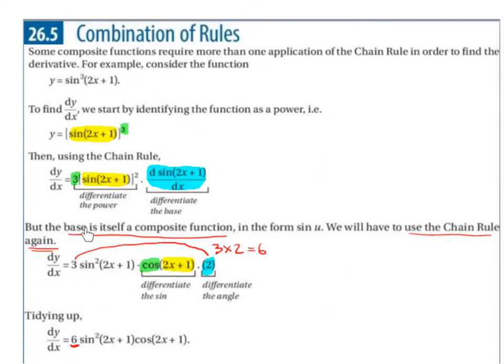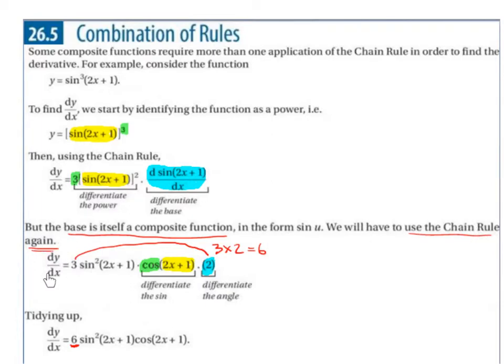But the base itself is a composite function. So the sine 2x plus 1, this itself is a composite function. And it's in the form of sine u. So we will have to use the chain rule again.